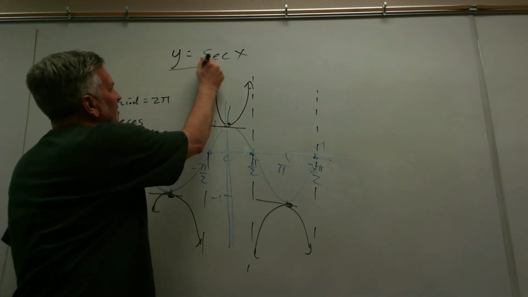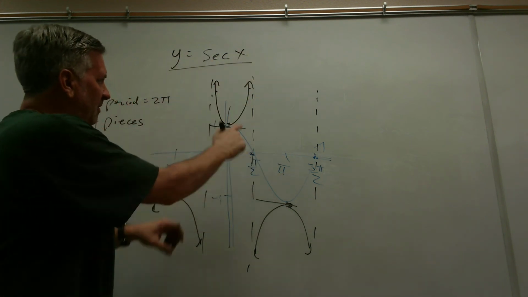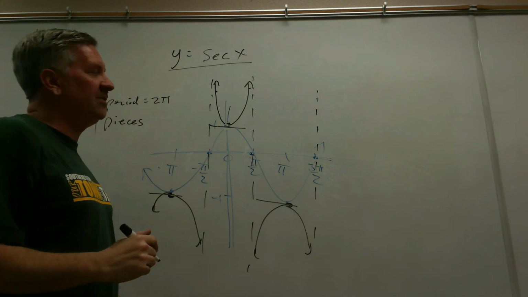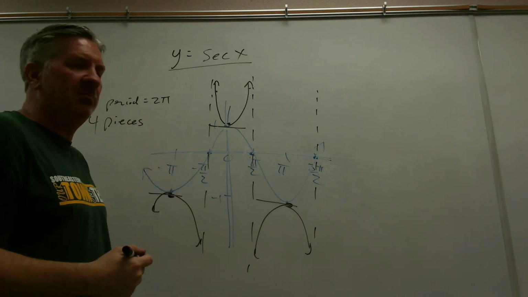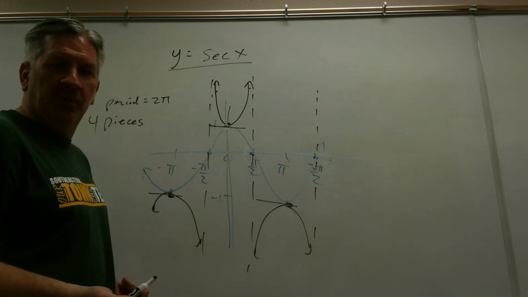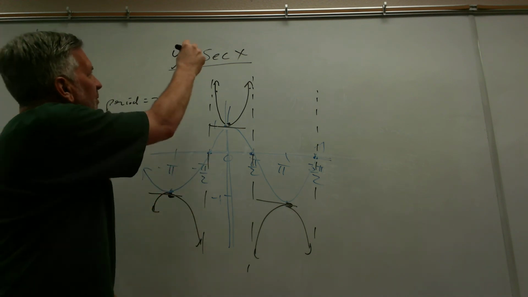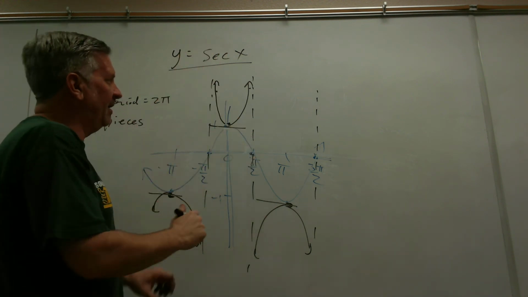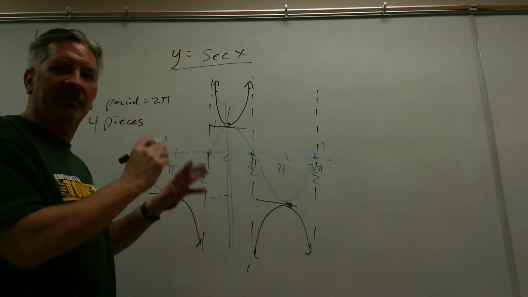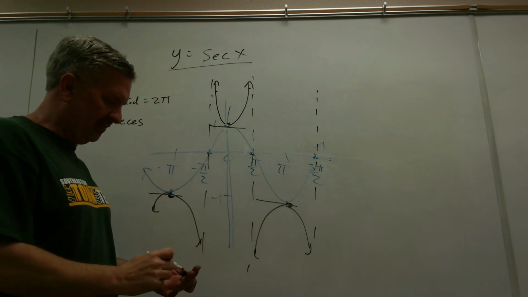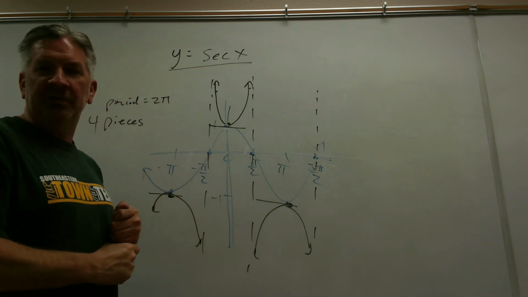All I want you to know in this section is what the basic secant graph looks like, the black graph here. What does the basic cosecant graph look like, the one we did before? So basically on a quiz or a test, I would just say, what is the graph of y equals secant x? Write it down. What is the graph of y equals cosecant x? Write it down. Just the basic trig functions. So that's all I expect you to do in this section 4.4.